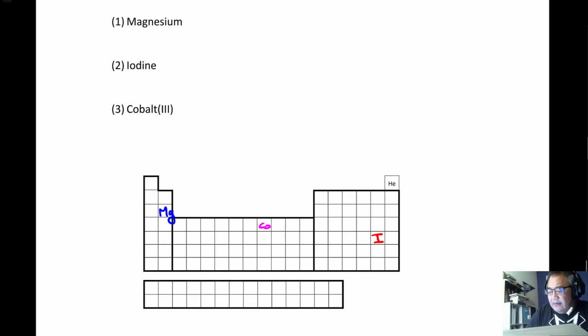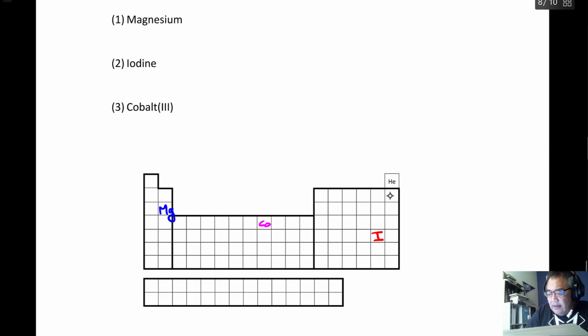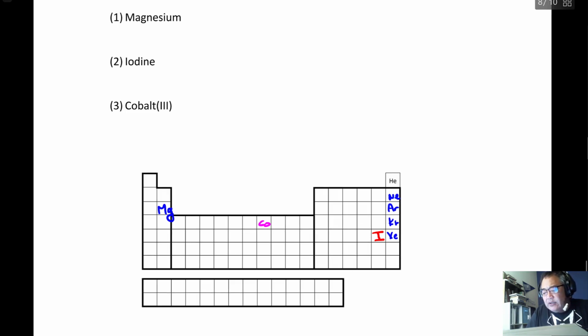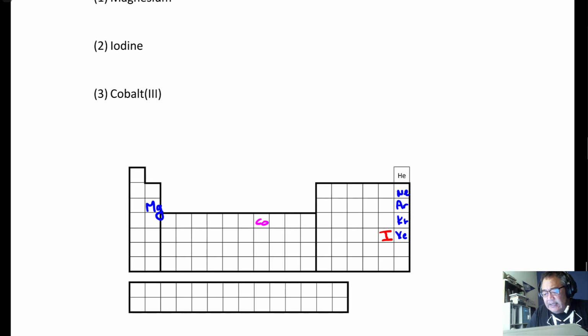So I guess I should put here that this is helium, and then neon, and then argon, and then krypton, and that's the last one you know. This is xenon down here, but it's not important because it's past the element. So we'll go ahead and try to do magnesium that way.